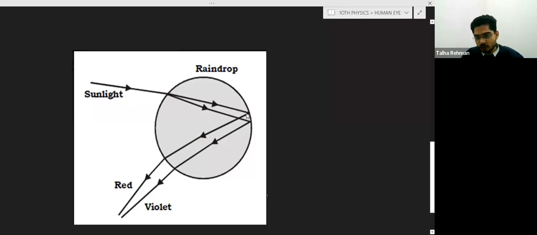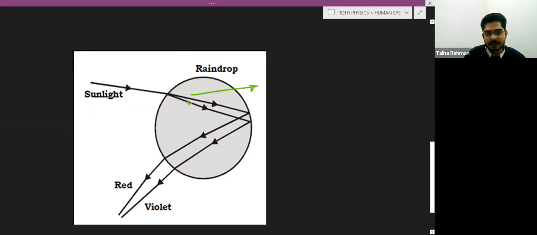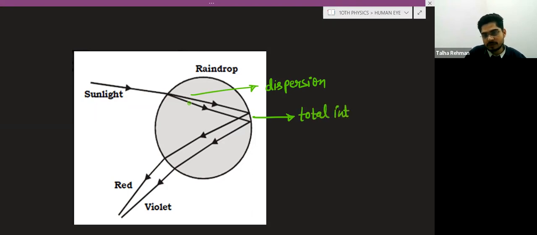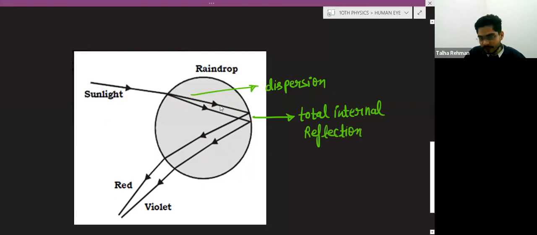So basically you will show two lines like this. Here is the dispersion, and you will show here the total internal reflection. I think this diagram is comparatively easy. From here, this light will fall and strike again on the internal surface of the drop, and be reflected like this. Now this light will come here, and at this point there will be refraction again.